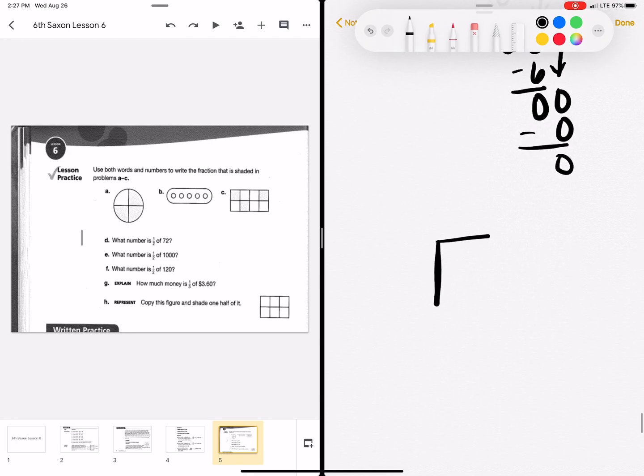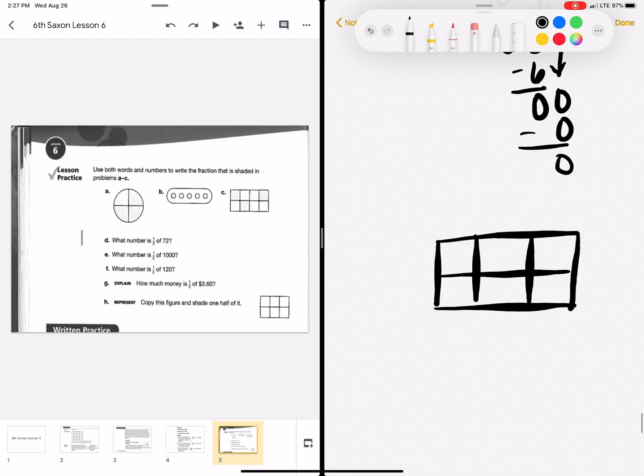They wanted you to copy that figure and shade half of it. Looks like there are 6 pieces, and it doesn't matter which 6 you shade. I'm gonna do all the ones on the top.